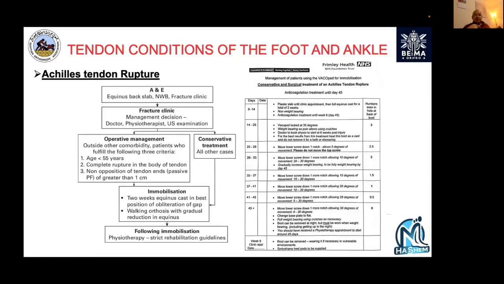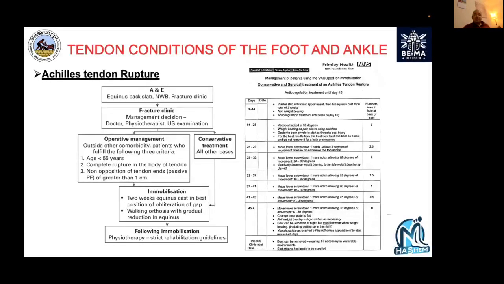If the gap to me is less than a centimeter, this patient can go on non-operative treatment. If more than a centimeter, this patient will need operative treatment unless the patient's functional needs are high. So if the patient is an athlete, if the patient is doing any job which needs tiptoeing, this patient will go straight away to surgical treatment. I will not depend on the gap size.